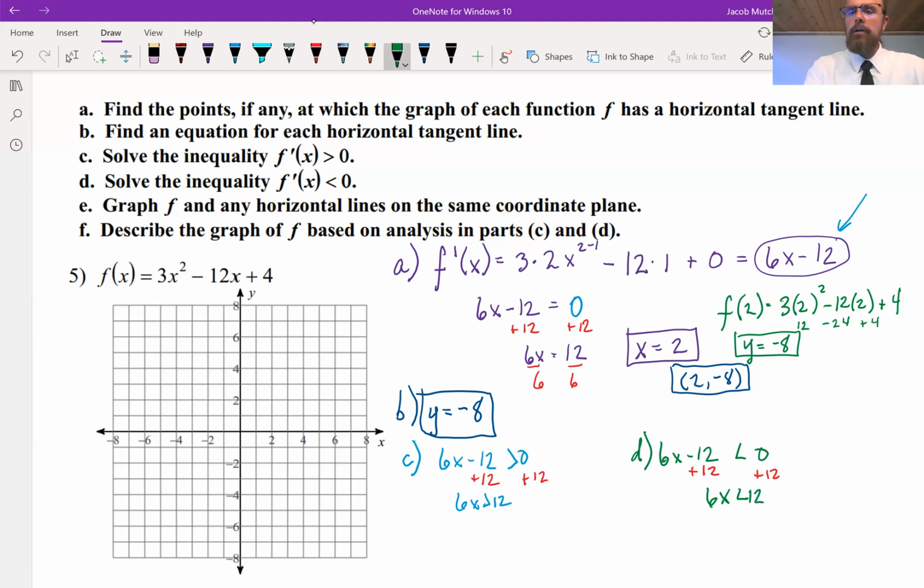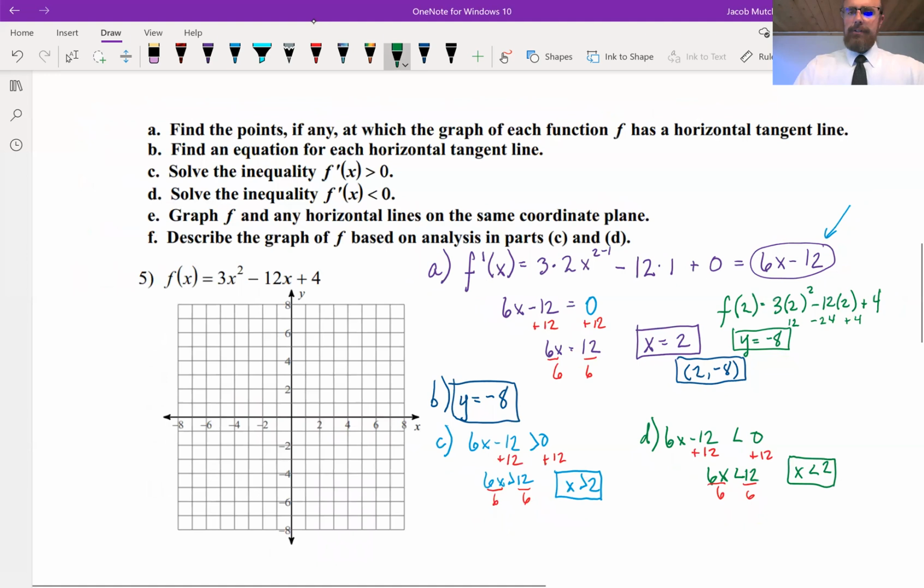Notice it's a lot like the equation we solved in part A. Divide by 6 everywhere. And we see that for part C, we end up with the inequality x is greater than 2. So the derivative is a positive value when x is greater than 2 on the original function. Similarly, the derivative has a negative value when x is less than 2 for the original function.